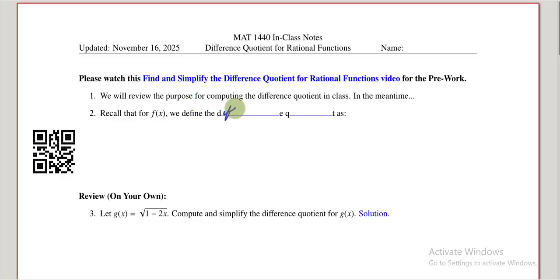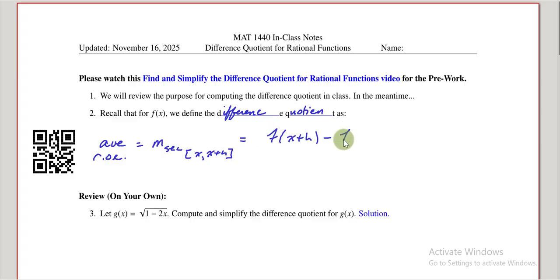So this is the difference quotient. And remember that it's defined to be the average rate of change, or the slope of the secant line connecting x to x plus h, but we give it as f of x plus h minus f of x all over h.